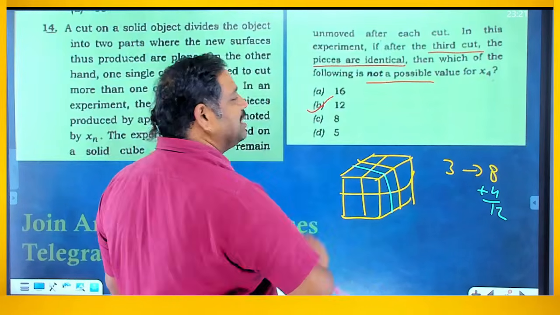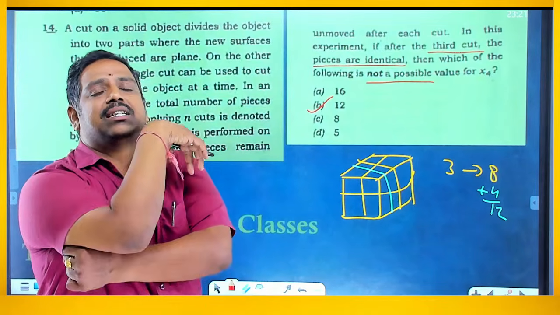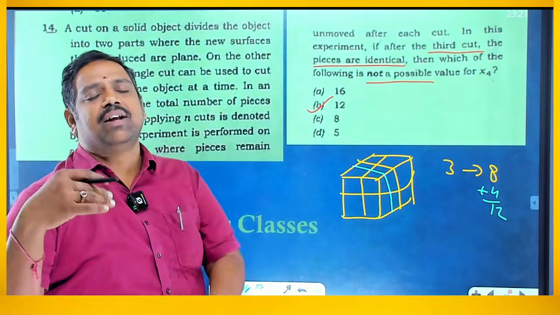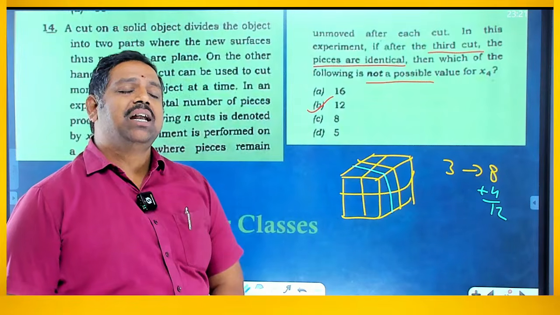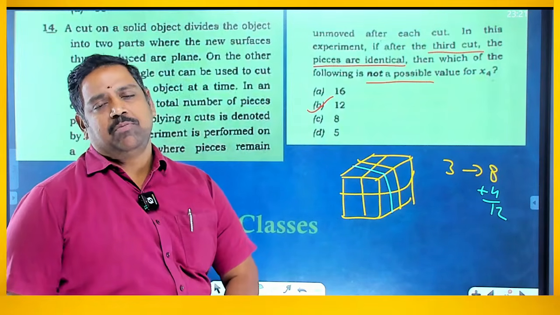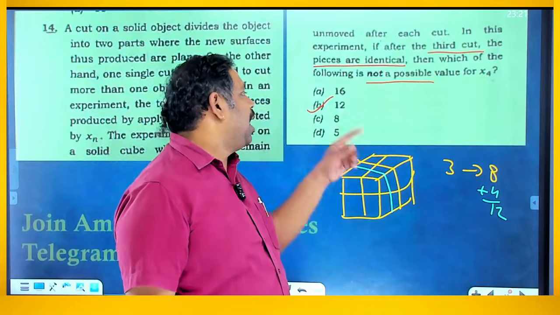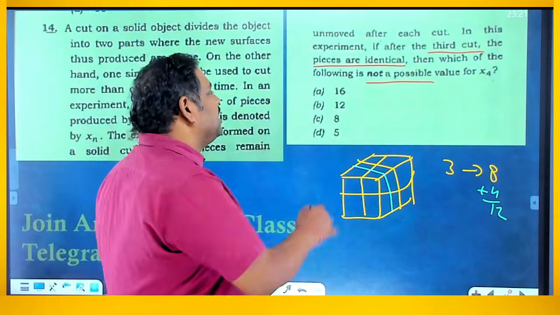And since this is the way that you will get more number of pieces, if you make the cuts all in a single plane, then you will get less number of pieces. If you make the cuts in multiple planes, automatically you will get more number of pieces. You make in every dimension, right? That's why this is the maximum one. Automatically 16 is not a possible one. Okay, 16 is here, means 16 is a possible one.